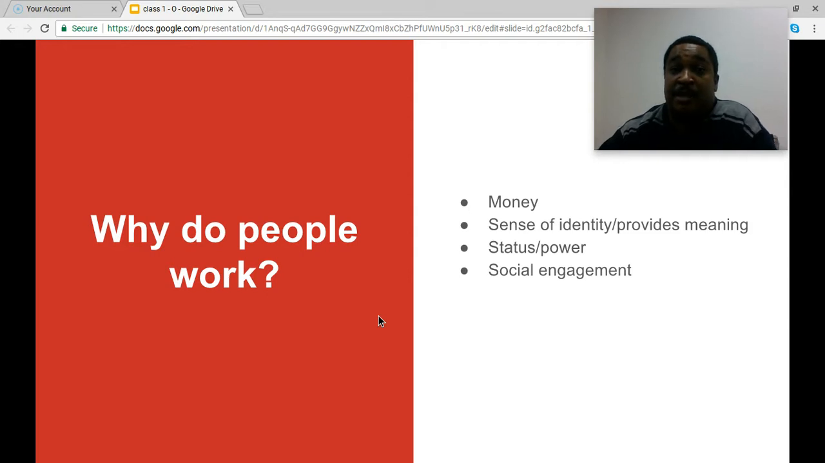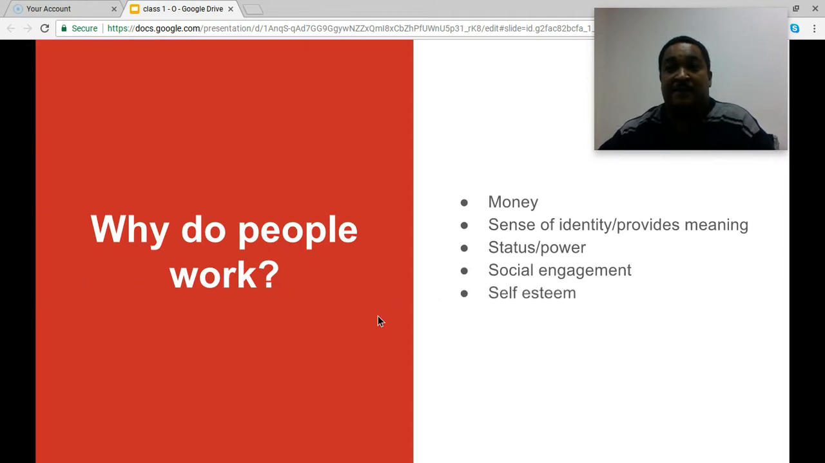Another big aspect of why people work is social engagement. Many people go to work and that's where they find their friends. That's sometimes where they find their romantic partners. There's a lot that comes out of social engagement when we work with people. And that's a big component in our working relationships and who we are.